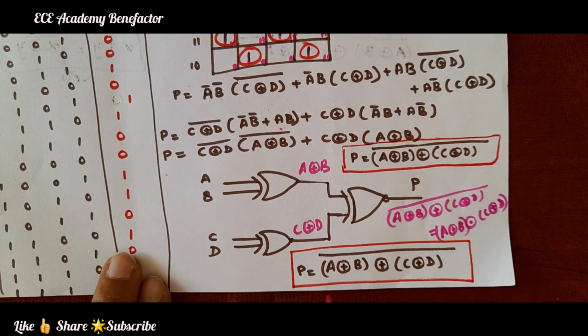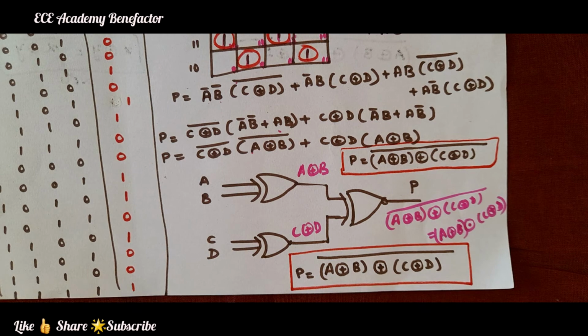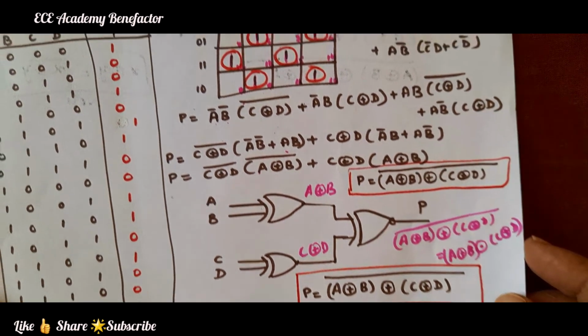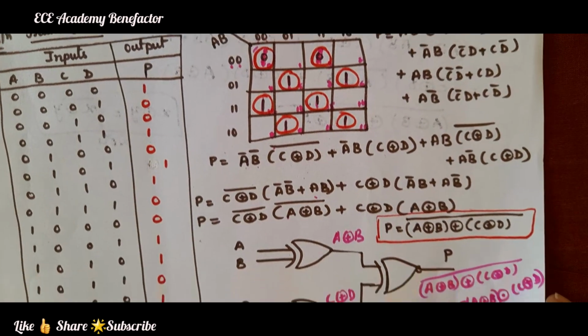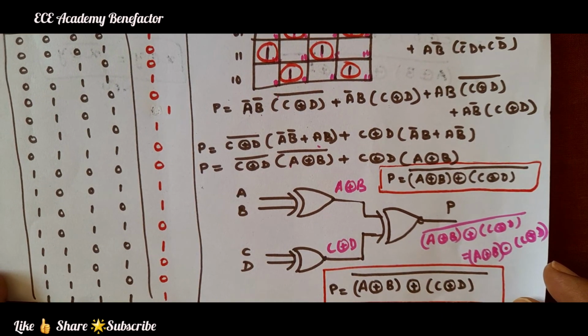Okay, so the 4-bit odd parity generator equation is coming to be as P is equal to A XOR B XOR C XOR D the whole bar. Okay, so in this way we can design a 4-bit odd parity generator. I hope the design is clear.